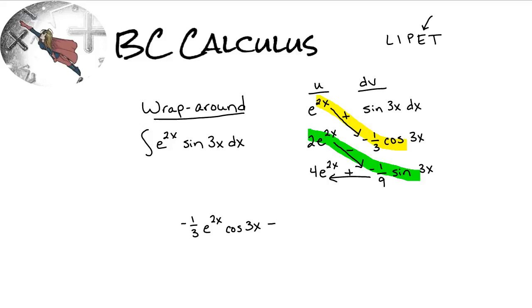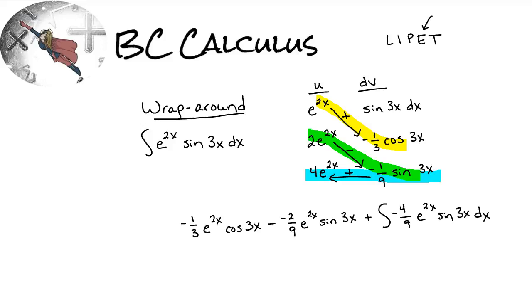So let's just write it this way for right now. Minus negative 2/9 e to the 2x sine of 3x. Okay, and then I'm going to take my final row and multiply horizontally, and that row is my integral. That row is a plus sign, so I can do plus the integral, and the 4 times negative 1/9 I will put in the front, so negative 4/9 e to the 2x sine of 3x dx. So that is the integral that we need to evaluate.